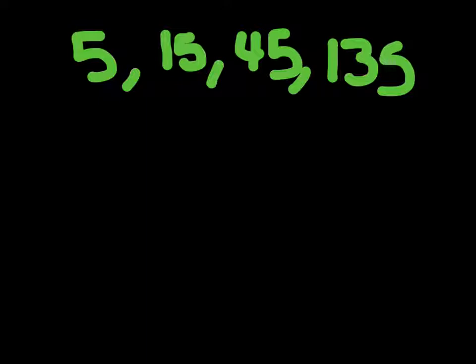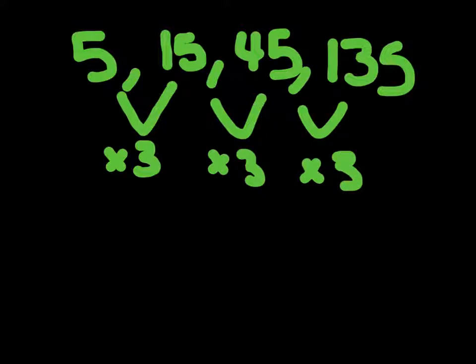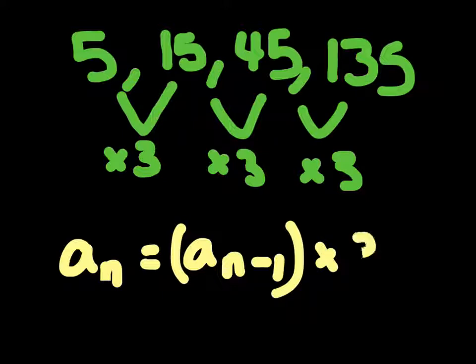Now looking at this, let's find the common ratio between these. The common ratio between 5 and 15 is times 3. 15 and 45 is times 3. And 45 and 135 is times 3. So let's make a recursion formula based upon what we know. We know a of n is equal to a of n minus 1 times 3. This will help us find the next term given the previous term.